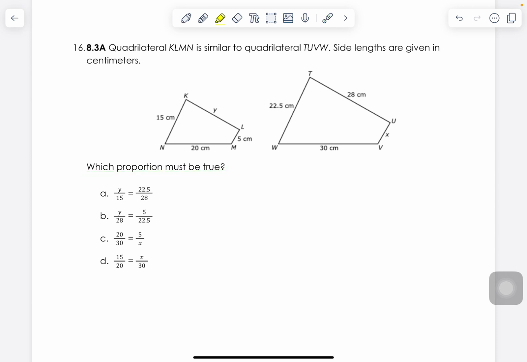First things first, let's identify the corresponding sides. Looks like my figures are the same orientation. They're facing the same way. So these sides here, KN and TW, are corresponding sides. That means KN is similar to TW.